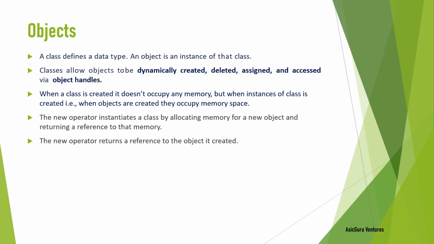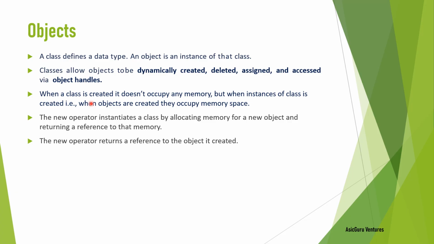So we have explored classes, but how do we actually use them? Let's talk about objects. In System Verilog, an object is simply an instance of a class. It is a real working copy of the class. And one powerful feature of classes is that they allow dynamic creation and manipulation of objects, meaning they can be created, they can be deleted, or exist at runtime. And this is done using object handles.